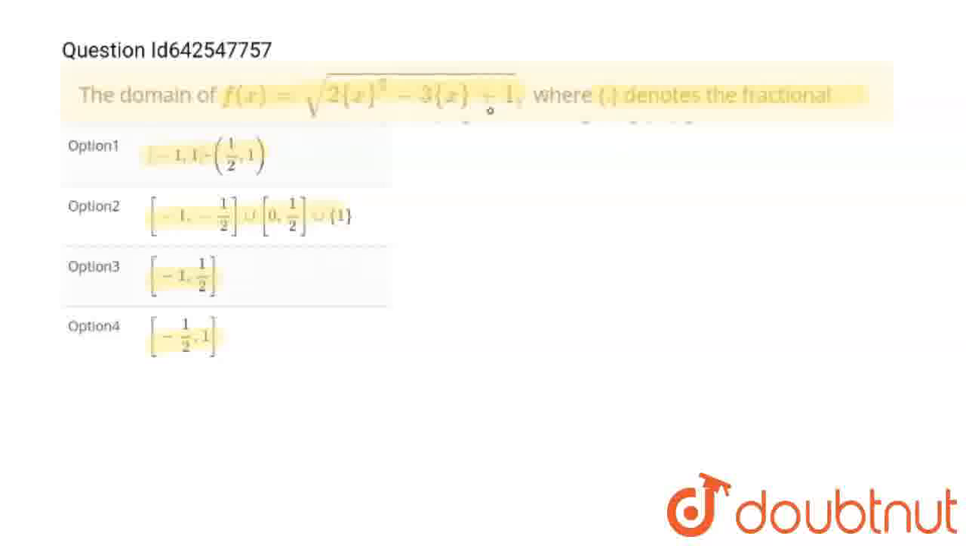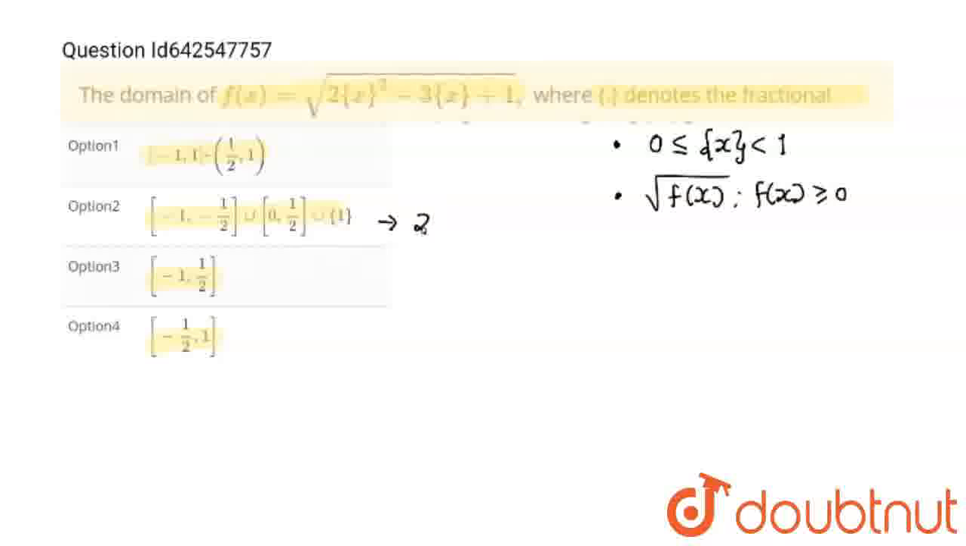We know that the first thing about this fractional part is that its value is always less than 1 and greater than or equal to 0. Okay, and the next thing about a square root is that under a square root, if there is f of x, then this f of x is greater than or equal to 0. So inside this, there is 2 times fractional part of x squared minus 3 times fractional part of x plus 1. This will be greater than or equal to 0.